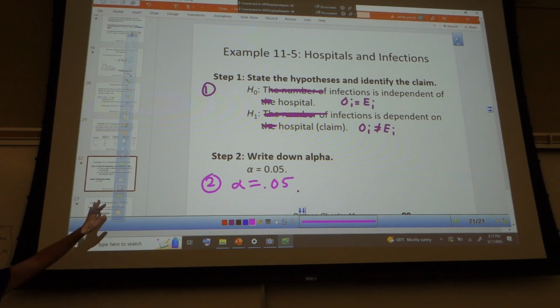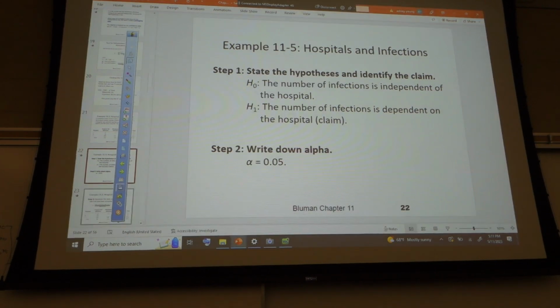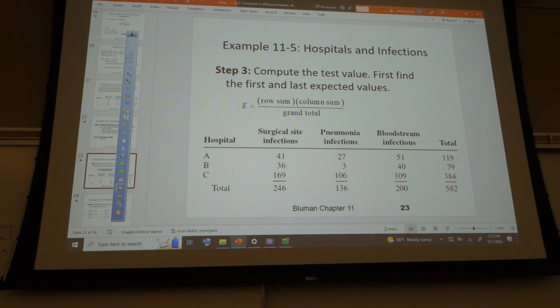Everybody good with steps 1 and 2? Would the alpha be the same 0.05 for all of them, or just this example? Just this example. If it's not, it's whatever's stated. If nothing's stated, then it defaults to 0.05. If it's on the test and it's not given, then use 0.05. Or ask me and say, is it given and I'm just not seeing it?